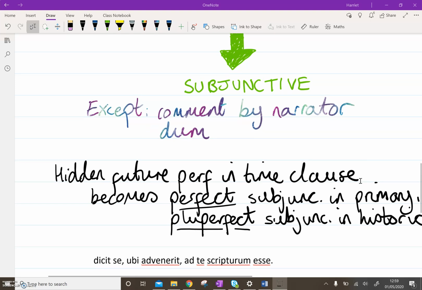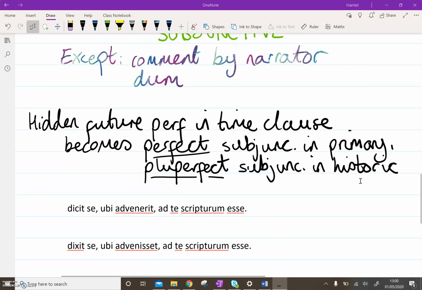Okay, the other little tricky thing to add is the issue that occurs when we have a hidden future perfect within a time clause. And then that time clause is put as part of a subordinate clause within an indirect statement. So because it's future perfect, it then basically keeps the perfect element of that when it goes into the subjunctive, but it sacks off the future element.